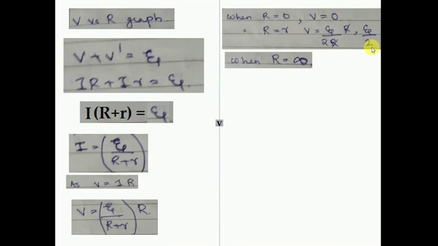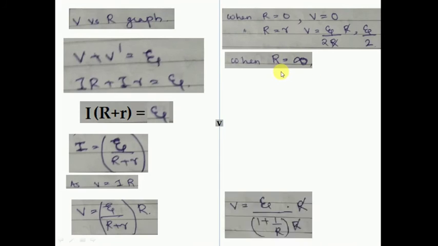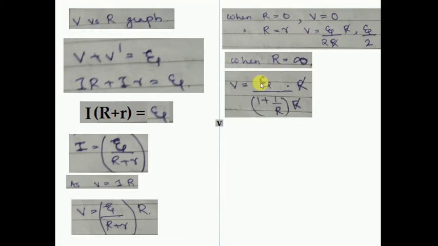And when you put R is equal to infinity, R is equal to infinity means current is not flowing. We know from the definition also, EMF is the potential difference when the circuit is open. Open circuit means infinite resistance, so at that time you can write V is equal to E, or you can use the expression also.